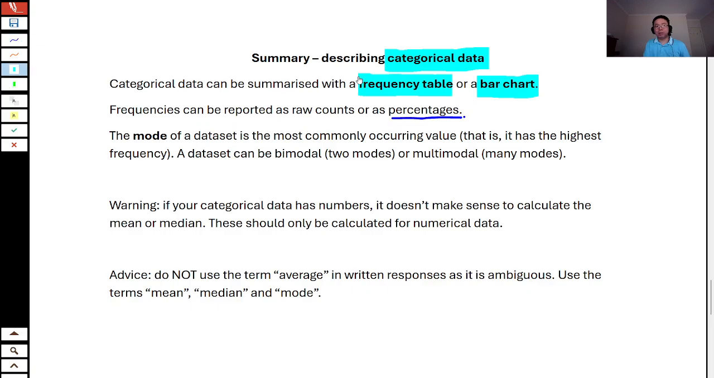There is one statistic I want you to be aware of, and that's called the mode. It has the highest frequency in the data set. If your data set has more than one mode, we'd say it's bimodal. And if it has many modes, we'd say it's multimodal.